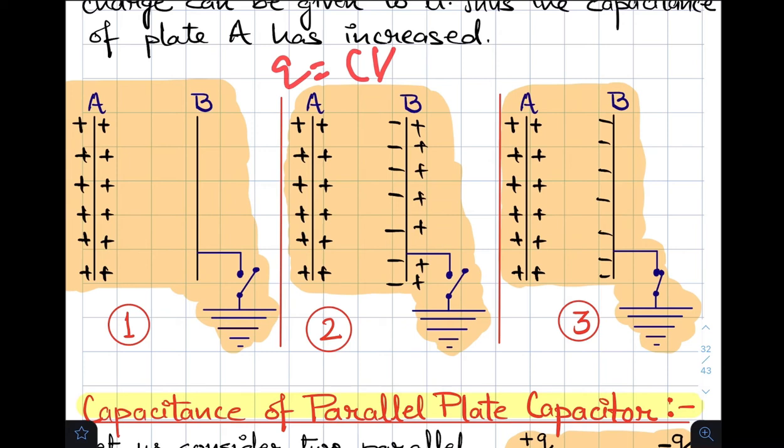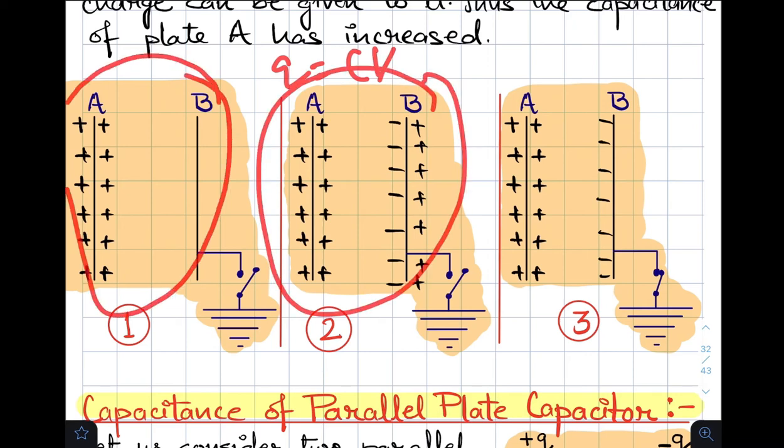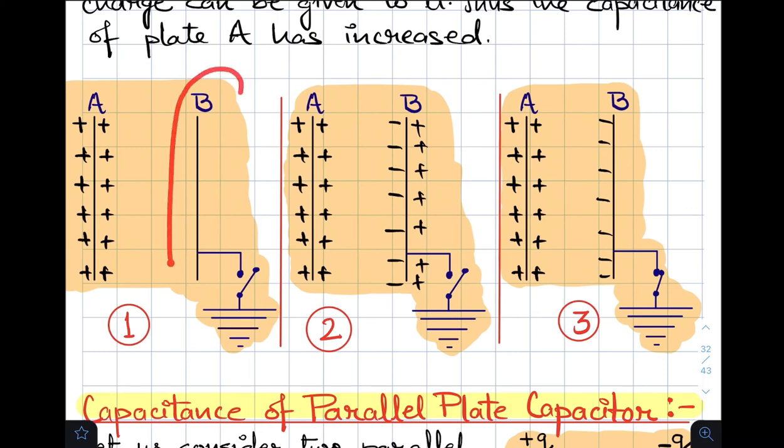So now we can store a little bit of extra charge here, and this means that more charge can be stored by this combination than this combination. When they are further away, it was not working as capacitors. So this is how a capacitor works.